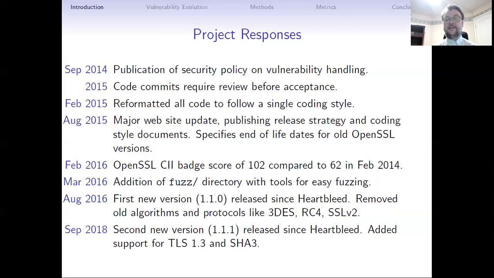its predecessors. In 2018, a second major new release, 1.1.1, came out supporting the TLS 1.3 protocol, as well as new cryptographic algorithms like SHA-3. This version did resume growth.